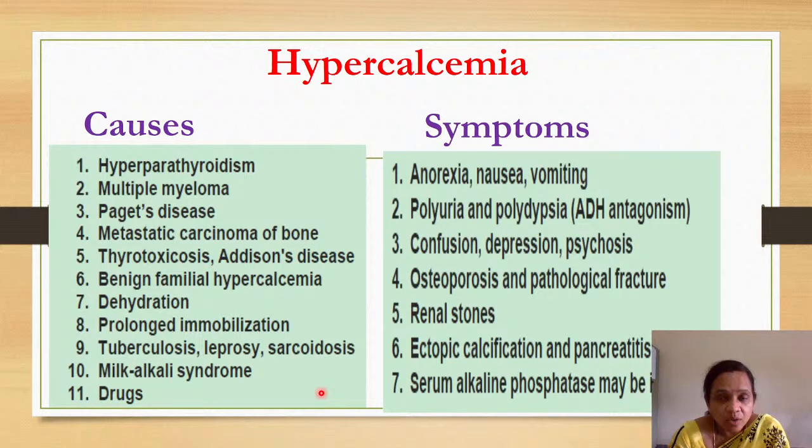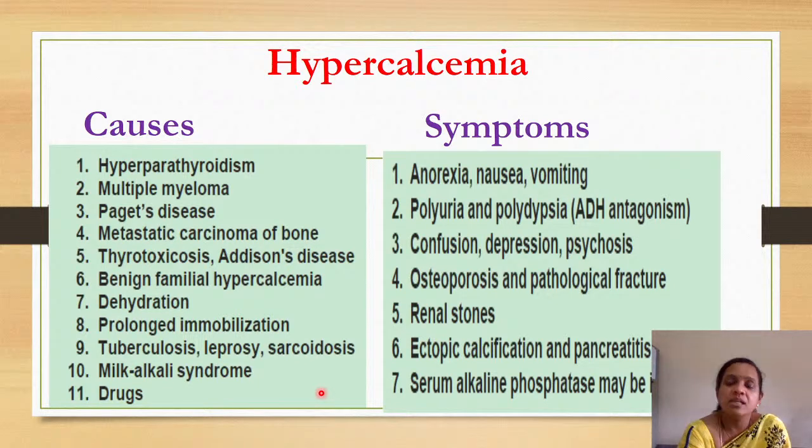Anorexia means not feeling like eating. Nausea, vomiting. Polyuria and polydipsia means increased thirst and increased frequency of urination. Next, confusion, depression, psychosis. Osteoporosis and pathological fractures are much more common because calcium is present in the serum but it is not getting deposited in the bone.